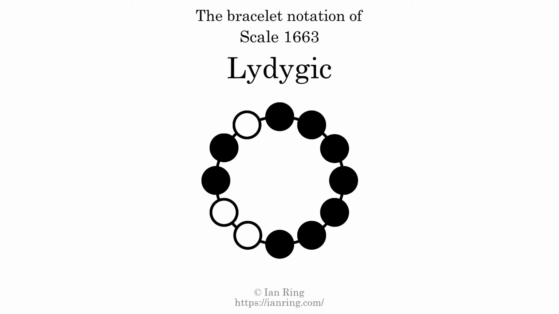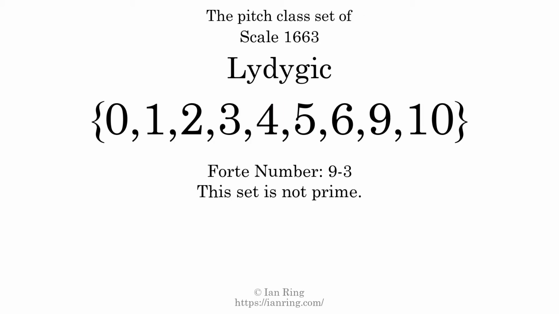This is a bracelet notation diagram of scale 1663. The shaded circles represent tones that appear in the scale, and they are read clockwise, starting at the top. The pitch class set for this scale is 0, 1, 2, 3, 4, 5, 6, 9, 10. The forte class is 9-3. This set is not prime.